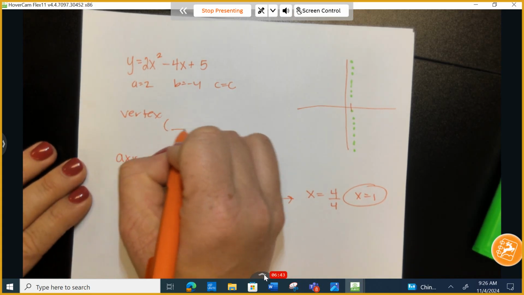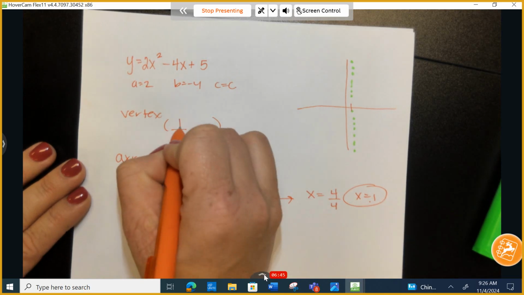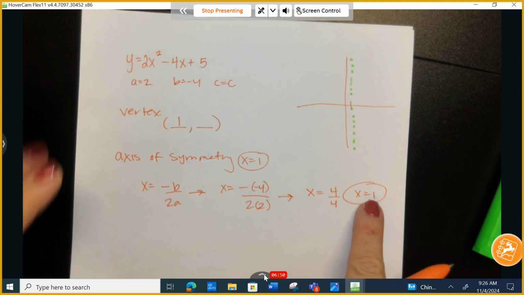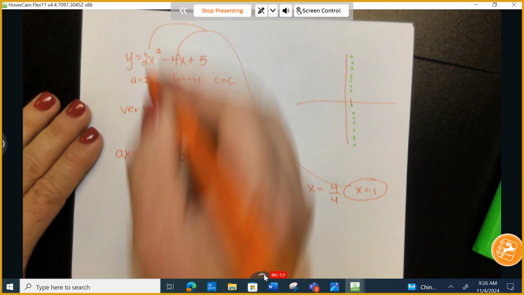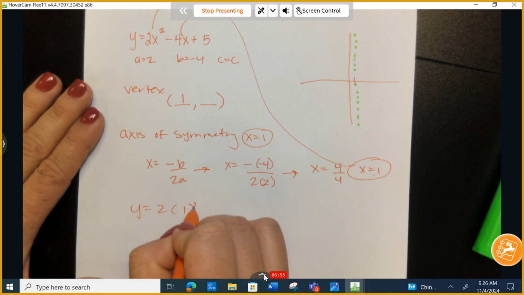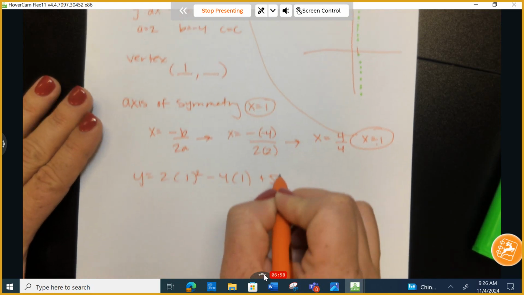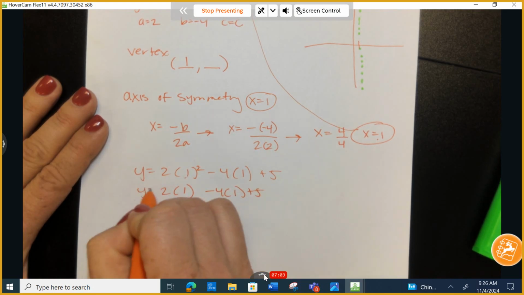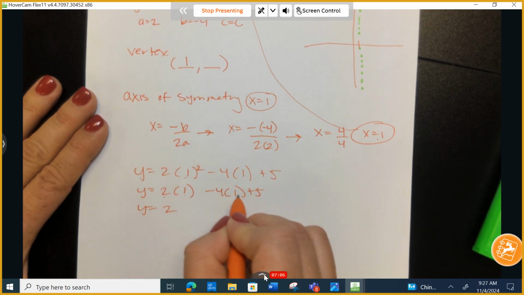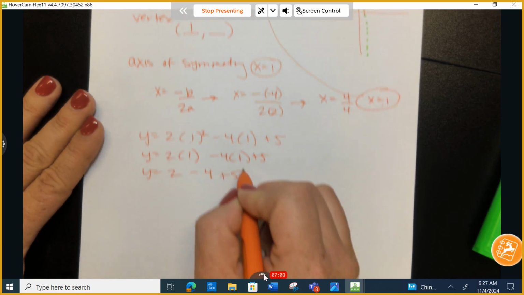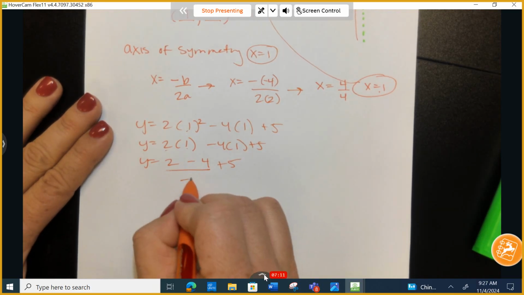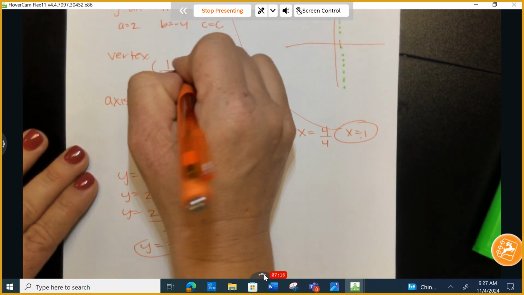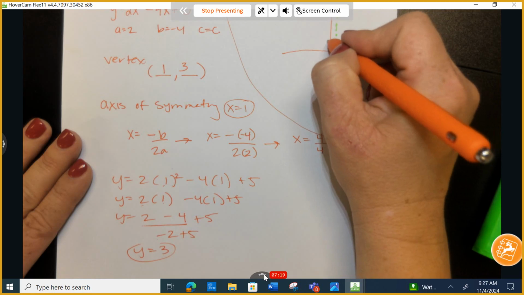Now for the vertex, we have 2 points in x and y. I'm going to replace the x with the 1. How do we figure out the y value of the vertex? I take whatever the x value is and I substitute it in for x. So y equals 2 times 1 squared minus 4 times 1 plus 5. 1 squared is 1. 2 times 1 is 2. 4 times 1 is 4. And now I'm just doing the math. 2 subtract 4 is negative 2, and negative 2 plus 5 is positive 3. So I'm going to find the point 1, 3.